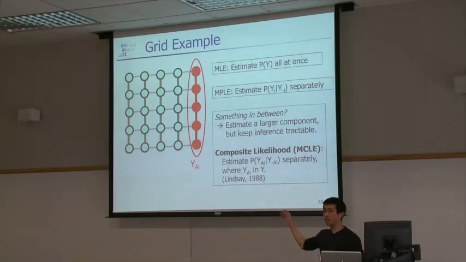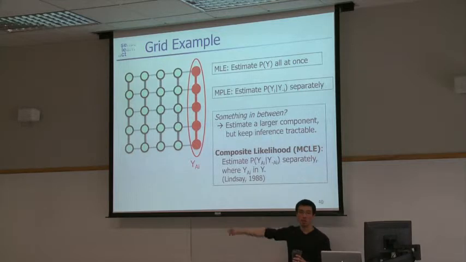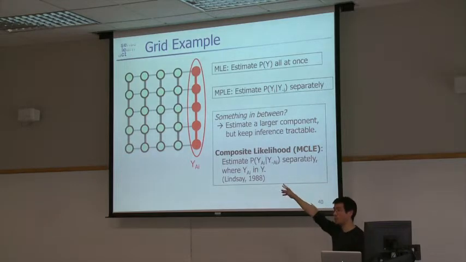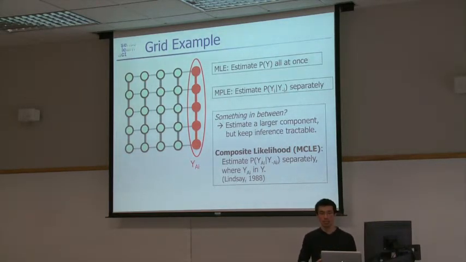So we want to estimate a larger component, here shown in red, and indexed by some set of variables, Y_{A_i}, where A_i denotes a subset of variables instead of a single one. We want to estimate this larger component, but choose the component in a way such that inference is still tractable. I won't get into that, but you can essentially think of choosing components which are chains or trees or something very friendly like that, rather than big lumps and cliques.